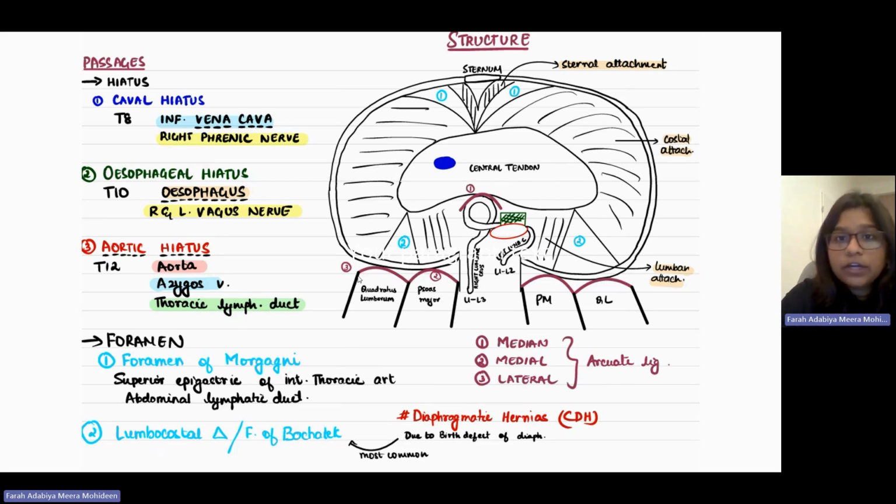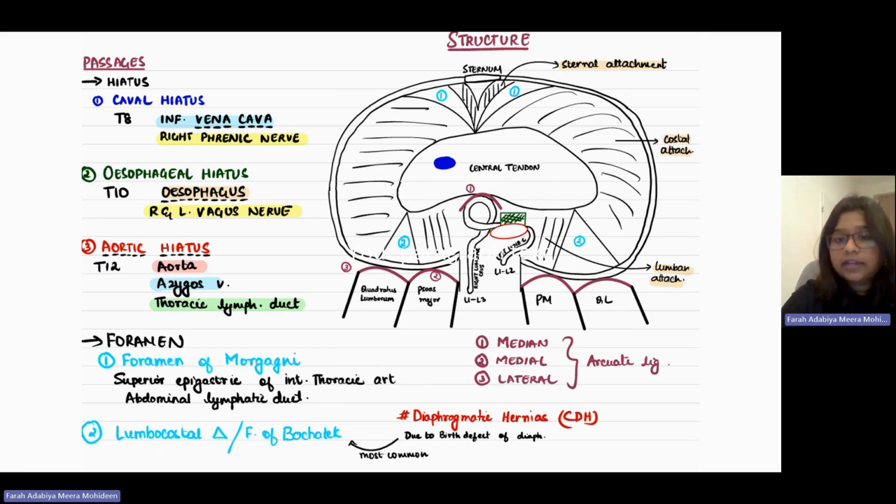And then we'll talk about foramens. There are two foramens that we talk about here. The foramen of Morgagni has the superior epigastric artery, a branch of the internal thoracic artery. And then the abdominal lymphatic ducts pass through this particular foramen. And then you have the lumbocostal triangle or the foramen of Bochdalek, right? And why are these important? It's mainly because these are openings and these can cause hernias.